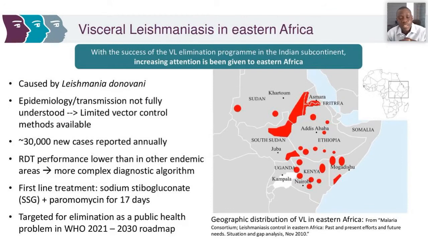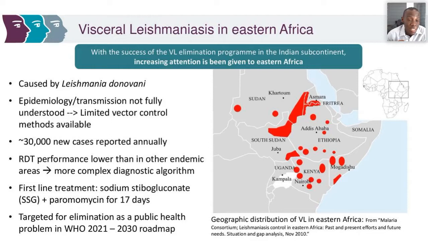Okay, so just very quickly on visceral leishmaniasis, it is one of 3 leishmaniases. Globally it's common in Latin America, mostly Eastern Africa, the Indian subcontinent, and part of Asia. But with the success of VL elimination in the Indian subcontinent, more and more attention is being given to Eastern Africa. In Eastern Africa, it's mainly caused by Leishmania donovani.